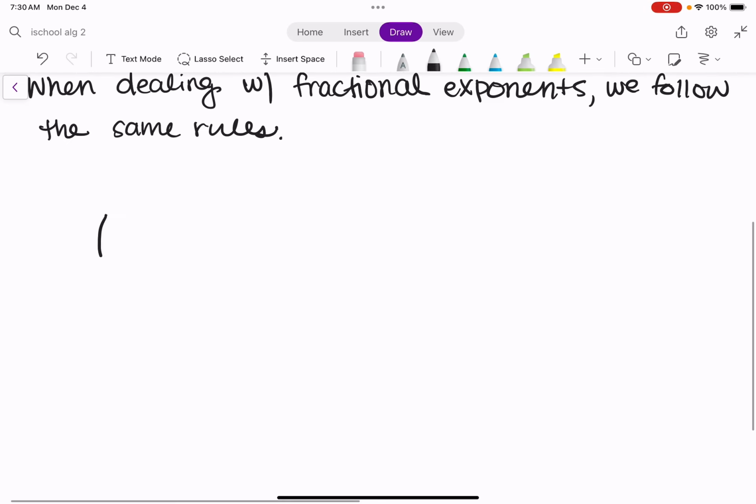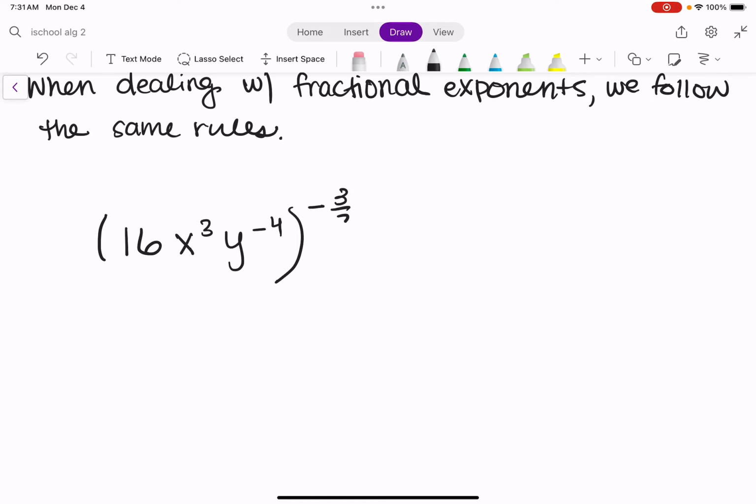So let's say in parentheses we have 16 x to the third, y to the negative fourth, all to the power of negative 3 over 2. Okay, I first of all like to put my invisible exponents because 16 has an invisible 1. Now, there kind of is only one way to do this: we're going to take the thing on the outside and distribute it, or multiply it, to everything on the inside, okay?